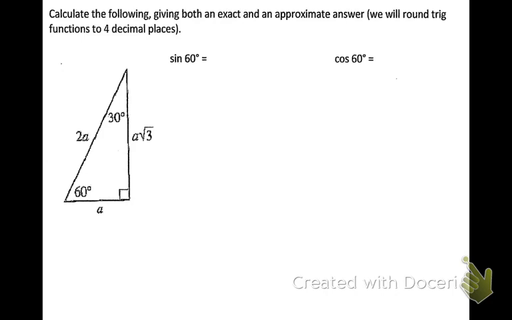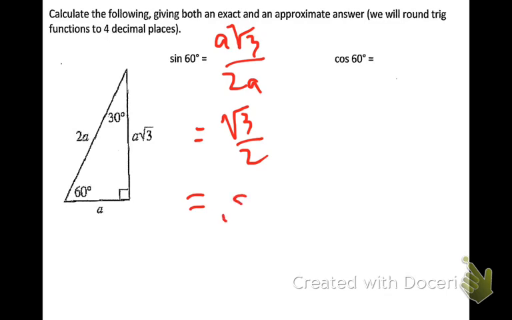What would the sine of 60 degrees be in terms of A? Sine of 60 degrees, Nina? A radical 3 over 2A. Yes, because it's the opposite over the hypotenuse. So it's A radical 3 over 2A. You simplify that, the A's cancel. You get radical 3 over 2, which is equal to 0.8660.